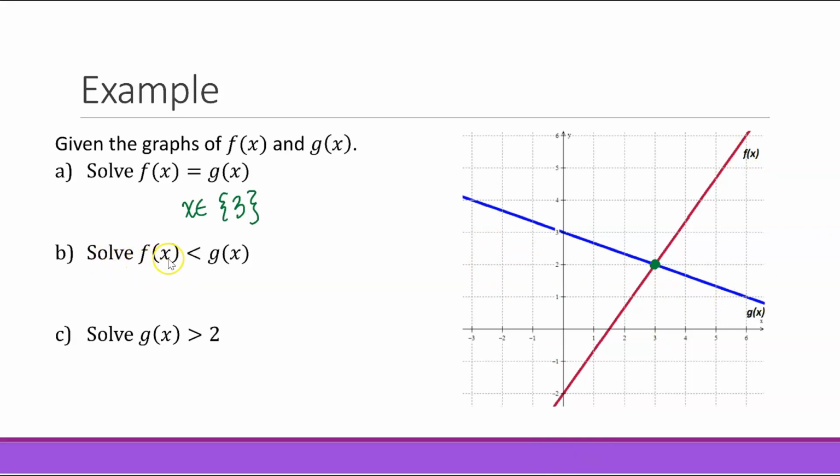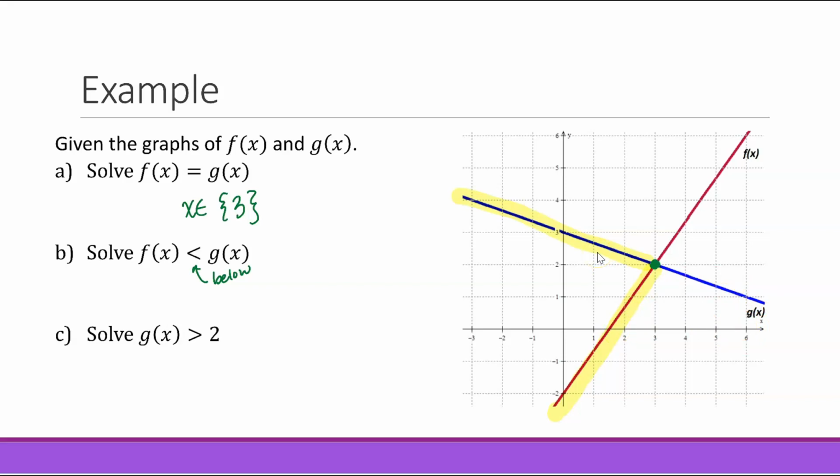In part B, solve, when is f of x less than g of x? So when we're looking at the graphs, we want to think about the less than symbol as below, right? So we're thinking about, when is f of x, the red graph, below g of x, the blue graph? So basically, where is red below blue? So that's going to happen on the left side of the graph. On the left side of the graph is when f of x is below g of x.